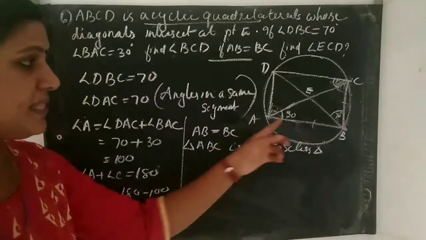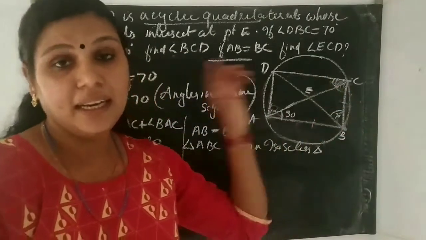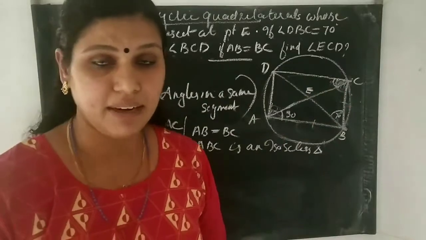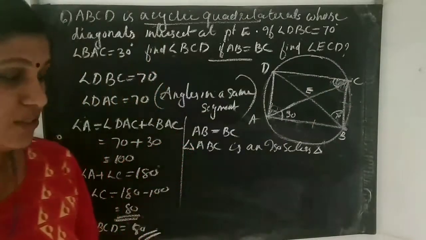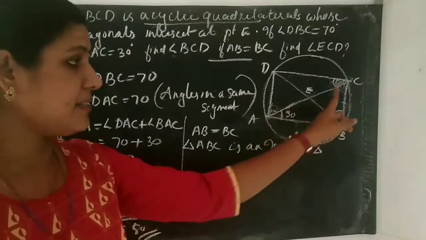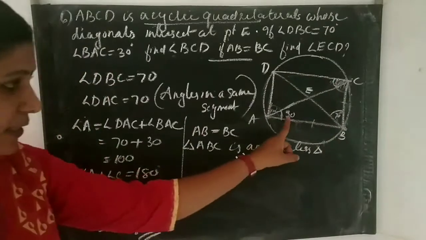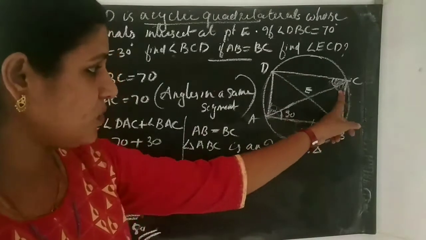Isosceles triangle. ABC is an isosceles triangle. Now we know that isosceles triangle. What is the specialty of isosceles triangle? In isosceles triangle, the base angles are equal. So here it is 30 degree. Now this is also 30 degree.